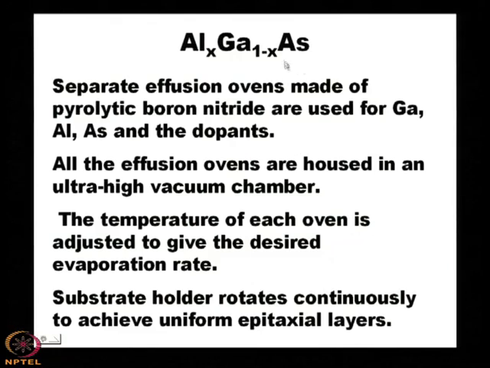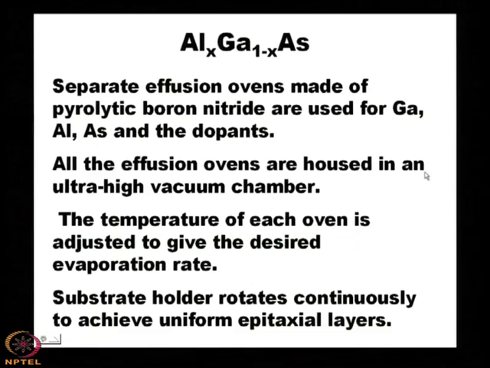For aluminum gallium arsenide growth, we have separate effusion ovens made of pyrolytic boron nitride for gallium, aluminum, arsenic and the dopants. What are the dopants? The dopants are silicon or sulfur for N type and zinc or beryllium for P type.